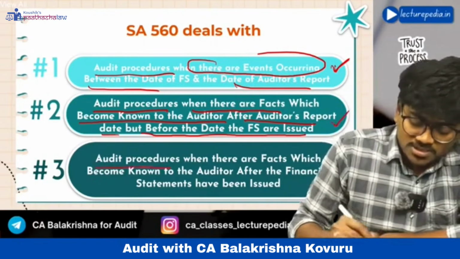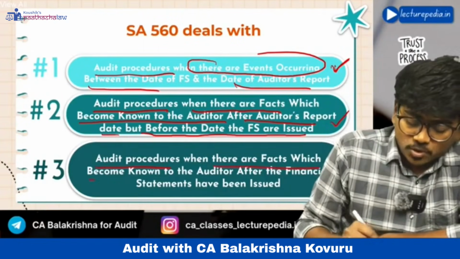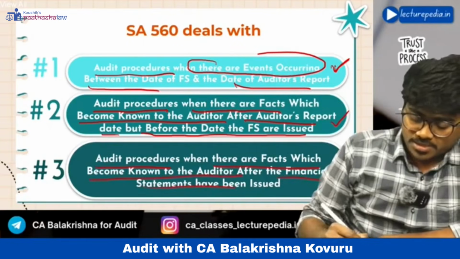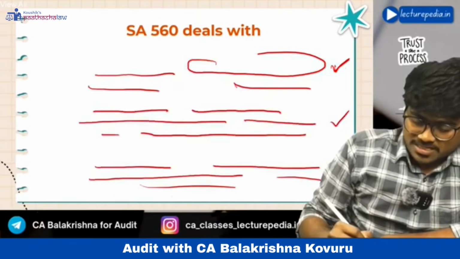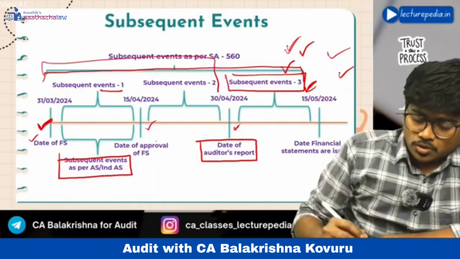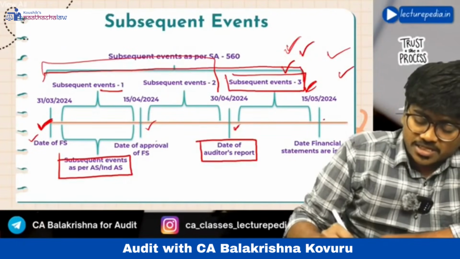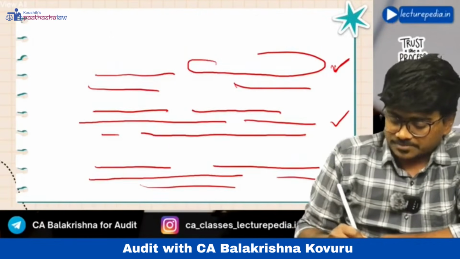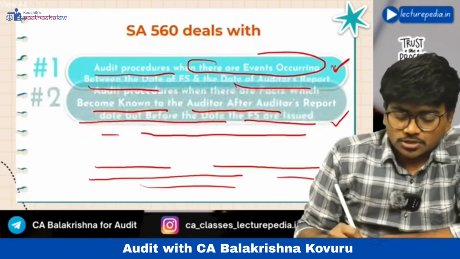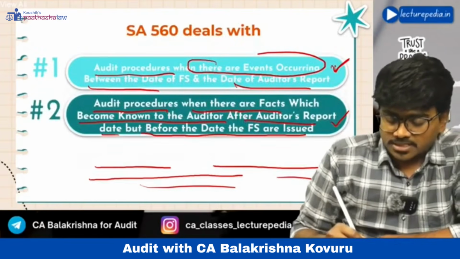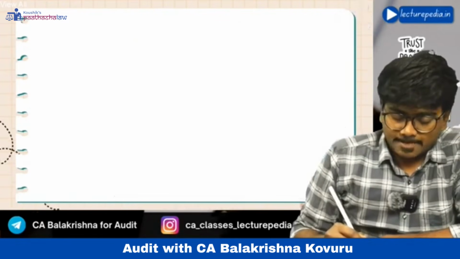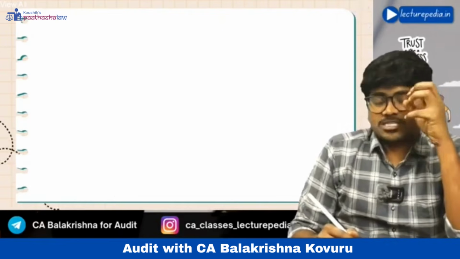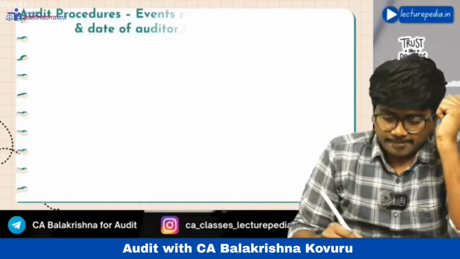Next, audit procedures when there are facts which become known to the auditor after financial statements have been issued. That means those subsequent events which are known to the auditor in this period, after financial statements have been issued. Hope that is clear. So SA 560 will deal with all these 3 aspects. How the auditor has to deal with this aspect will be dealt with by SA 560.